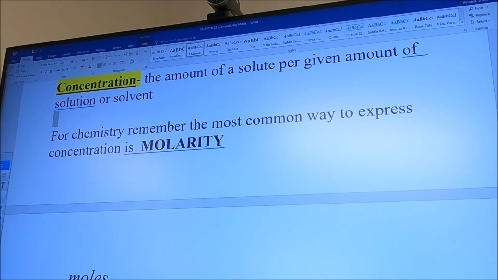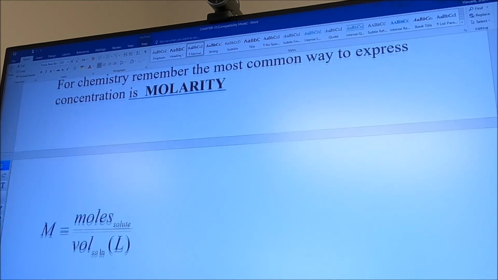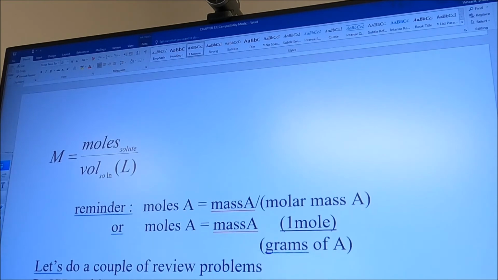Now, we calculated molarity last semester. This is kind of a review. Remember that molarity, capital M, is moles of solute over volume of solution in terms of liters. Okay, just some handy reminders. Remember that to get moles of A, I can take mass of A divided by molar mass of A, or you can think of it as moles of A is equal to mass of A times 1 mole of whatever over its gram amount.